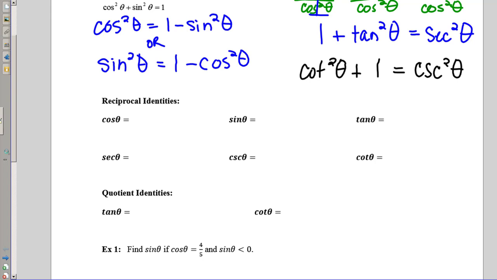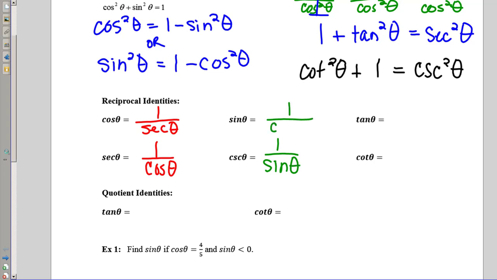Okay, the next ones that we're going to review are the reciprocal identities, and these you should be relatively familiar with from our previous section. So cosine, sine, and tangent are the reciprocals of secant, cosecant, and cotangent respectively. So that means we know that secant is 1 over cosine. Therefore, cosine is 1 over secant. Okay. We know that cosecant is 1 over sine, and therefore sine is 1 over cosecant.